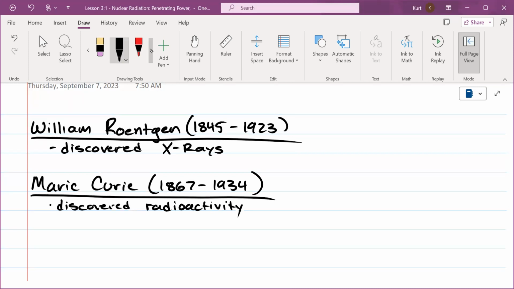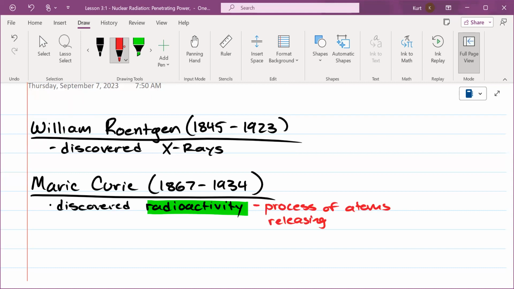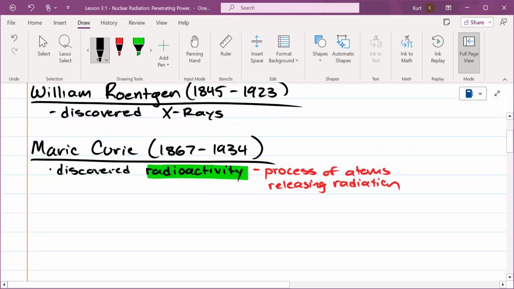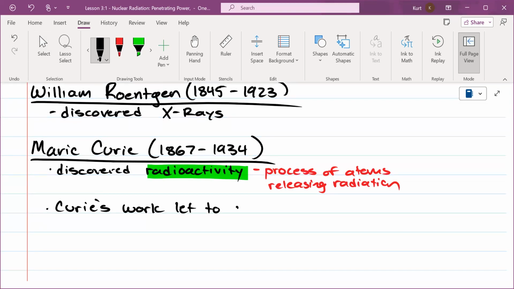Remember that radioactivity, that is one of your terms, is the process of atoms releasing radiation or emitting radiation. Curie's work led to a new field of science, and we call it nuclear chemistry.